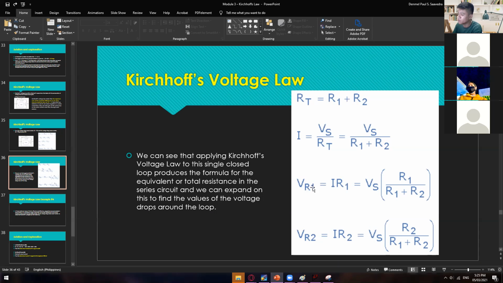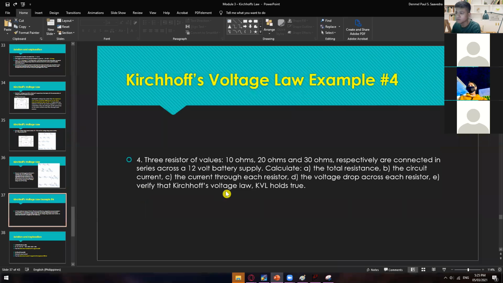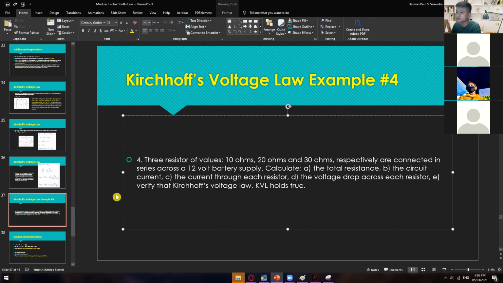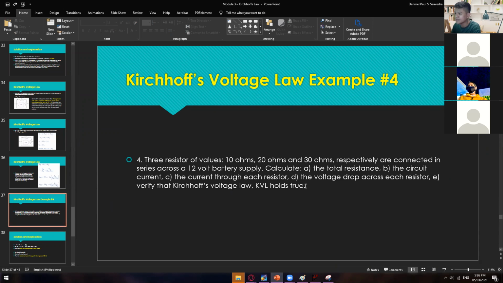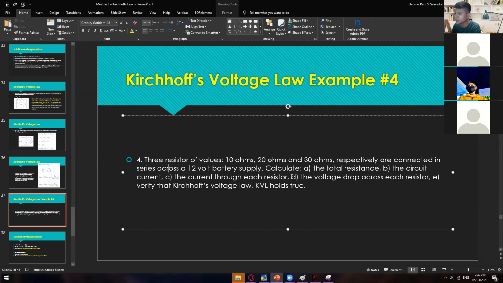If you want to get the voltage across R1, it should be I times R1, wherein I is equal to V divided by R total. That's why we have this R1 plus R2 right here. And the same with VR2, just a different numerator, which is R2. And then 3 resistors. I think this one is easy since this is in a series connection, so you can answer this one.